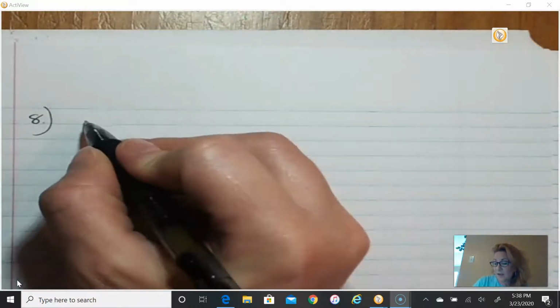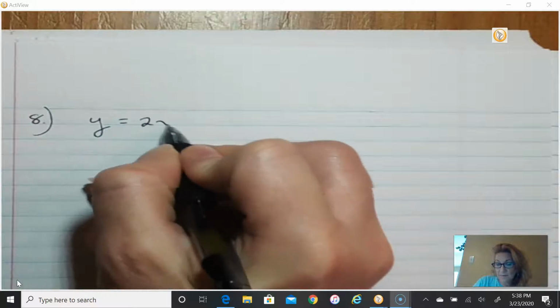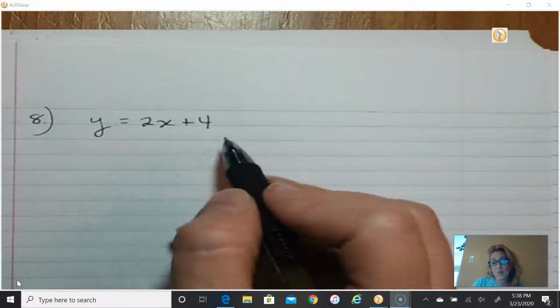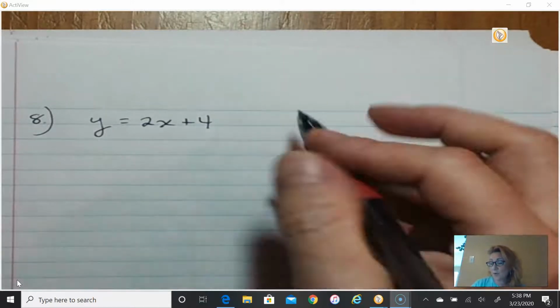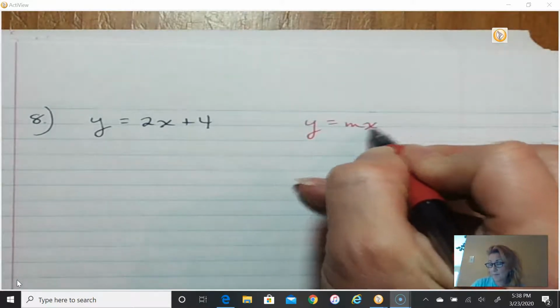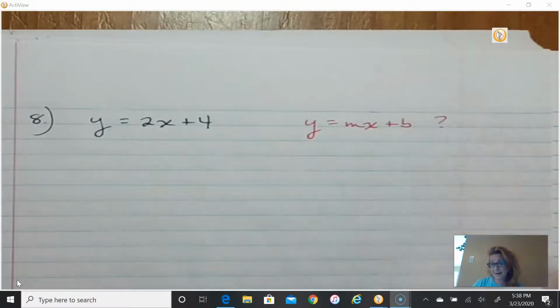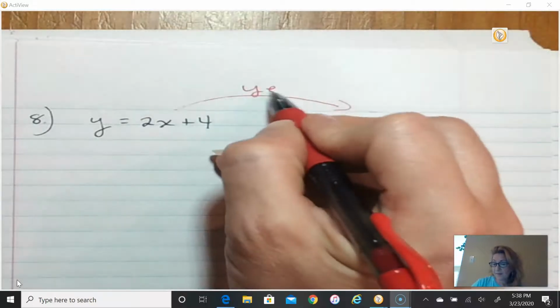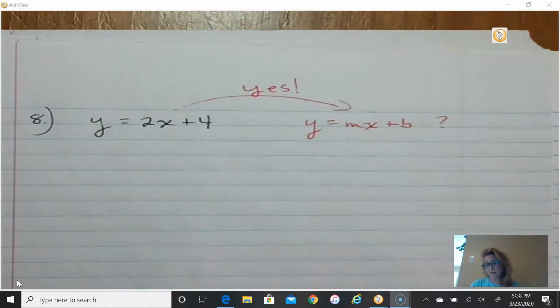So number 8. It says find the slope and y-intercept of the following lines. So you're going to have two answers, boys and girls. Those others you did too, but this time you are as well. So here's the equation for 8. Now the first thing you need to ask yourself is, is this in y equals mx plus b format? Does this look like this? Yes, it does. So we're good to go.